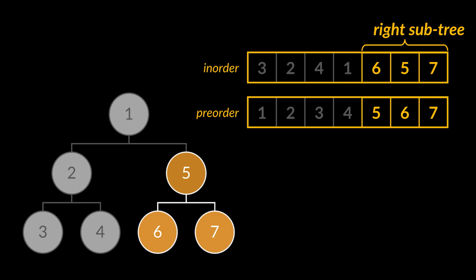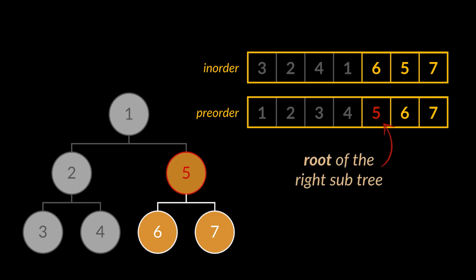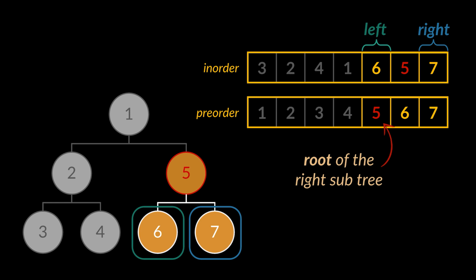So if the root's right subtree contains these three elements, then the first element among these in the pre-order array will be the root of that subtree. And after locating that root in the in-order array, the elements to its left are its left children and the elements to its right are its right children.